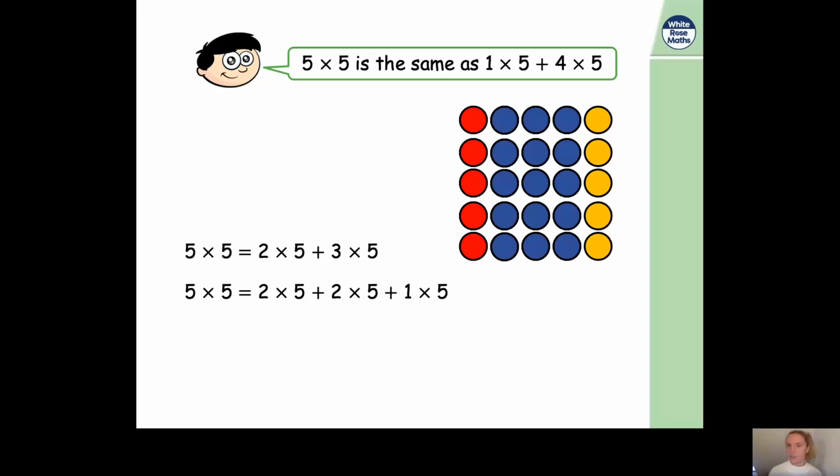Okay, year 2. Let's see if you were correct. So how many red columns have we got? Yes, we've got 1. So we can say 1 multiplied by 5. And the second one, how many blue ones? Yes, we've got 3, so we can say 3 multiplied by 5. And then we've got 1 yellow one, so 1 multiplied by 5. So we've got 1 multiplied by 5 for the reds, plus 3 multiplied by 5 for the blues, plus 1 multiplied by 5 for the yellows. Okay, so there is our number sentence, and it is equal. All of these are equal to 5 multiplied by 5. We've just split them up in different ways.